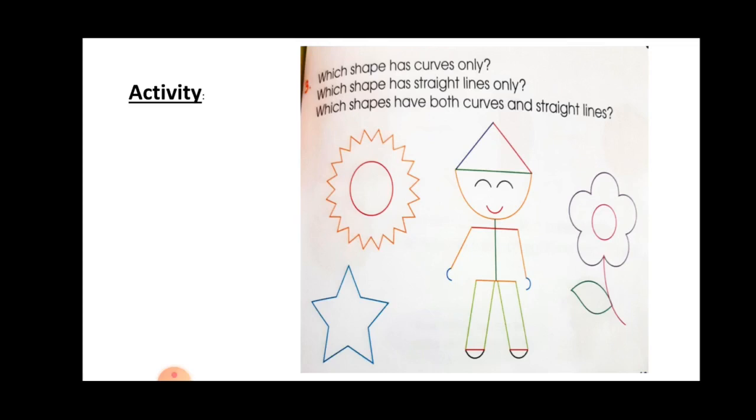Which shapes have both curves and straight lines? Now this is the sun. Yes, both curves and straight lines. This boy, or you can say a clown or a joker, also has curves and straight lines. And then this is the flower. This also has curves and straight lines. Is that clear?